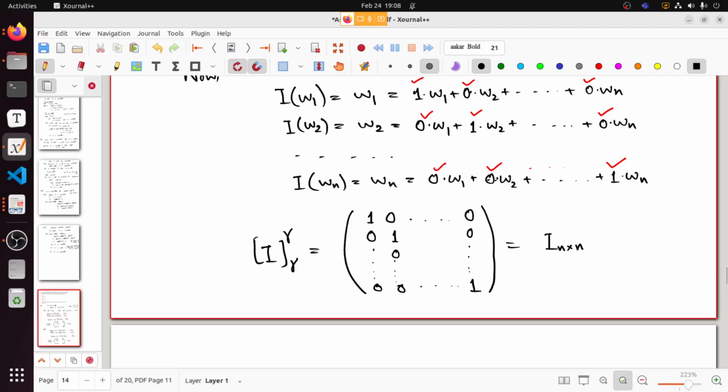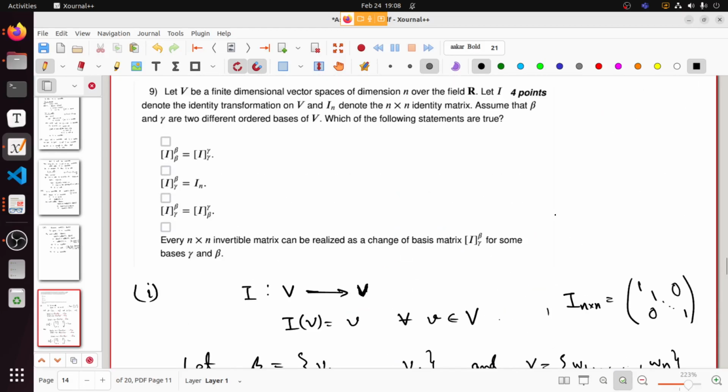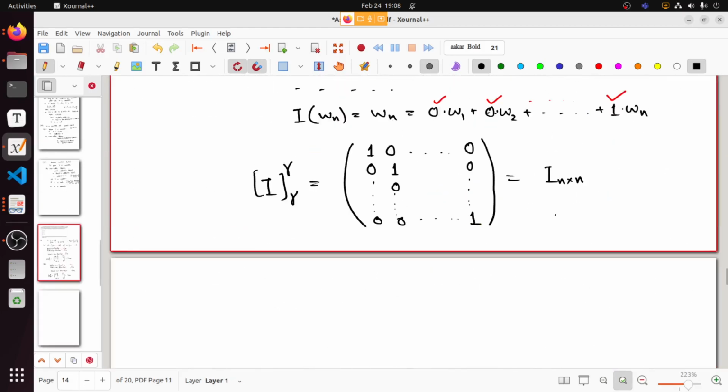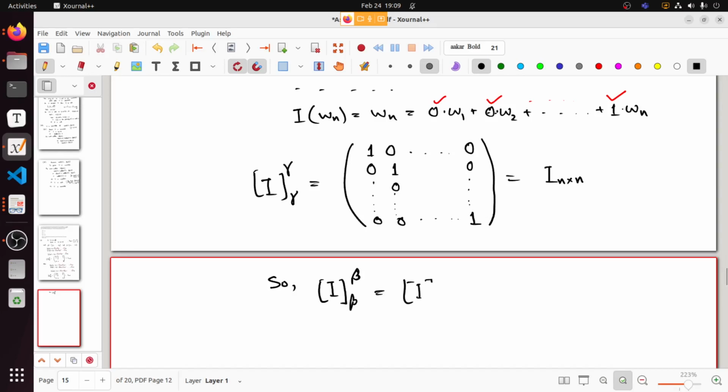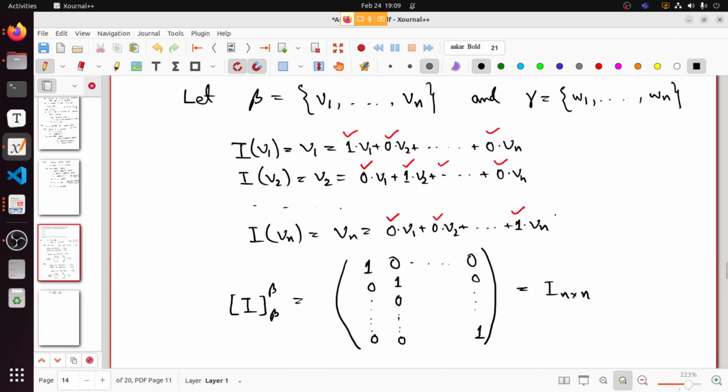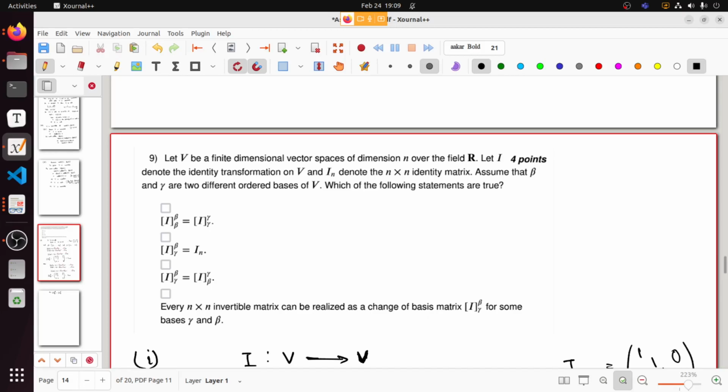So you see that both are the same, so the first option is correct. I with respect to both bases is the same. Why does this become the same? Because we are taking the identity matrix with respect to the same basis, beta beta and gamma gamma. We are not changing beta anywhere, so that's why we get the same. So the first option is correct.